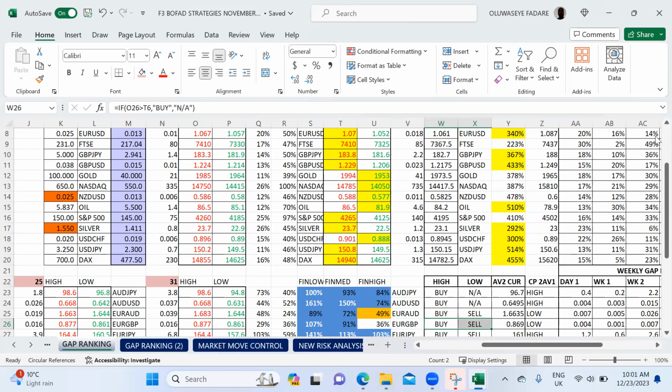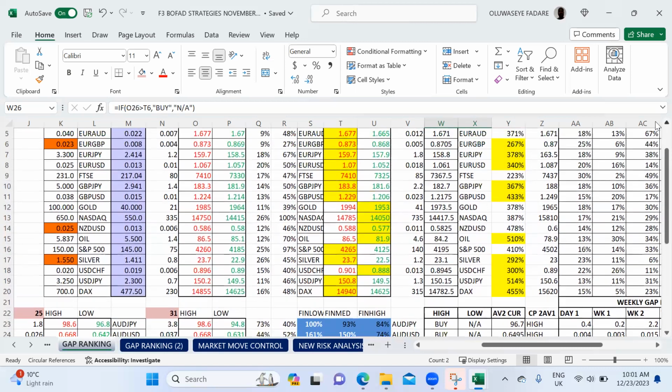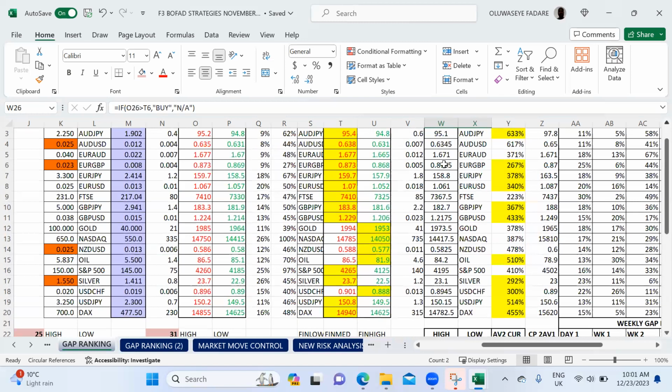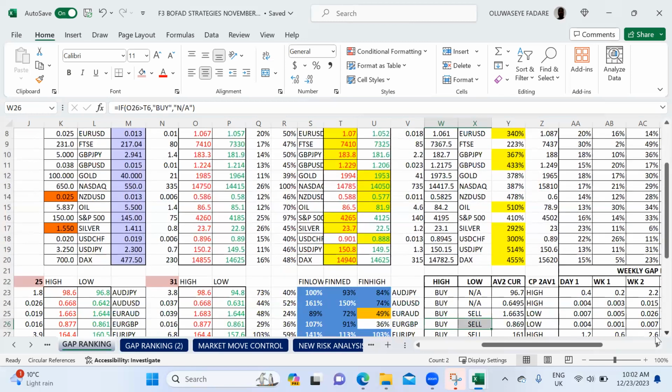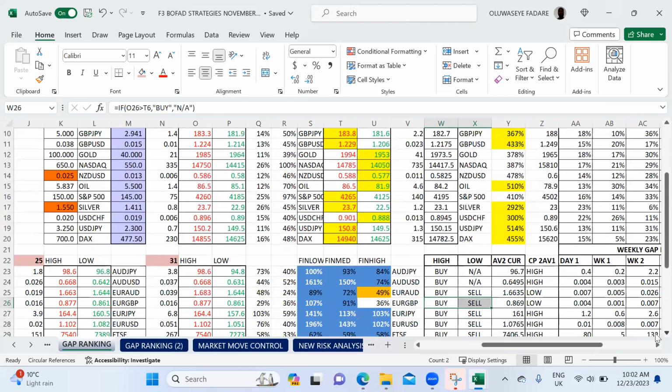Let's look at the Euro GBP as well. Our first position for Euro GBP is 0.8705. And let's see the final report, 0.869. So this as well shows that the market came down. So you can see it means that the market went high first before coming down low. And so that means for that market, the sell will give us more profit.